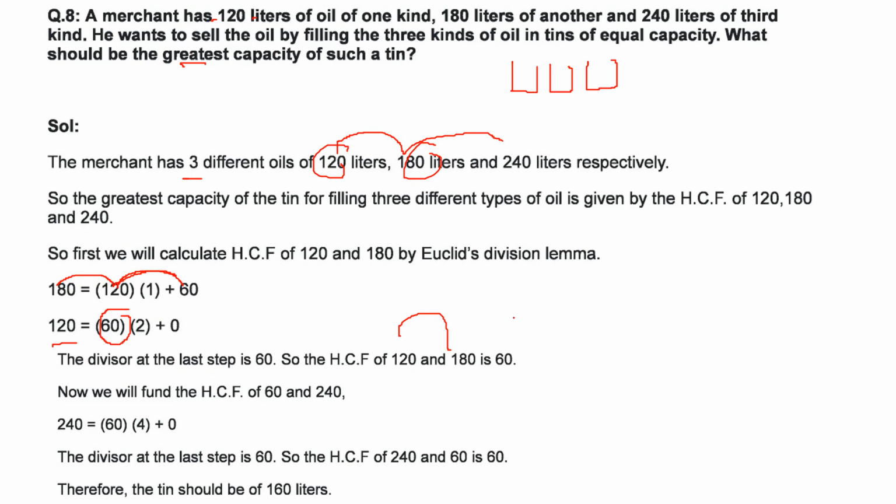Now what do we do? We have already got the HCF of these two numbers. So we'll take this HCF and 240, and then we'll try to find out the HCF of these two numbers. That will be the final HCF or the capacity of the tin. So 240 can be represented as 60 into 4 plus 0, so we get a 0 at the very first time. So 60 is our divisor, and 60 is the HCF. Each tin should be of 60 liters.